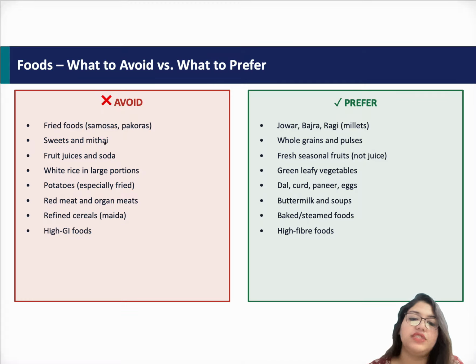Now avoid fried food, sweets, mithai, fruit juices and soda, white rice in large portions, potatoes especially fried, red meat and organ meat, refined cereals, high GI food. You have to prefer jowar, bajra, ragi.